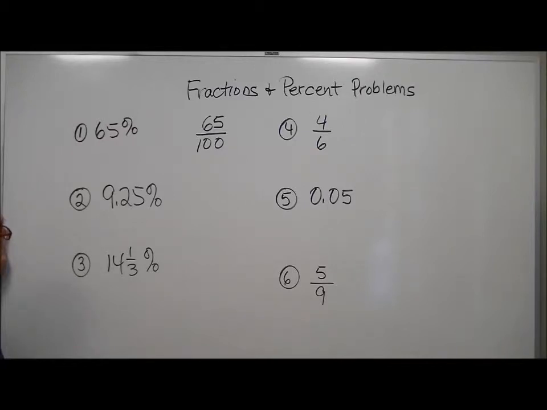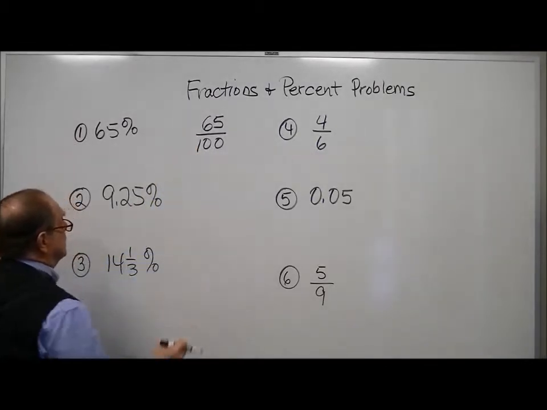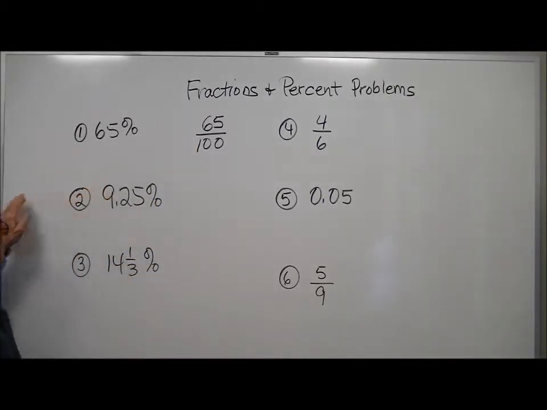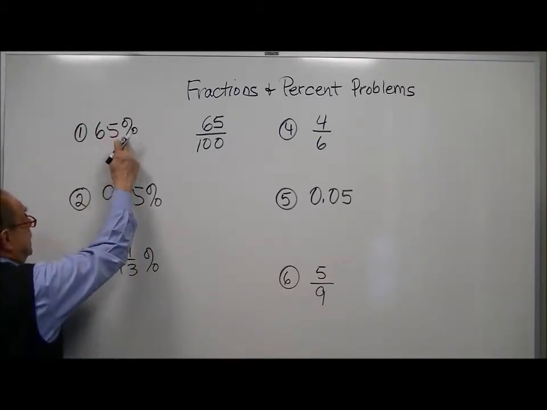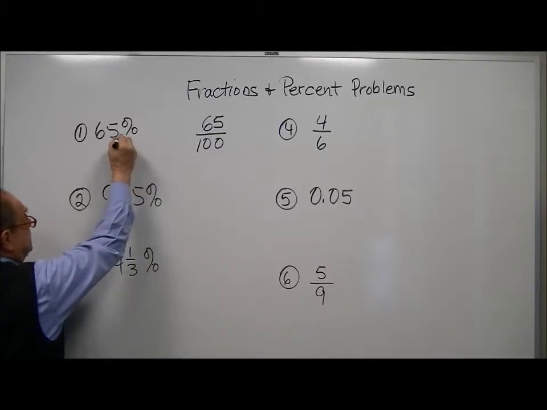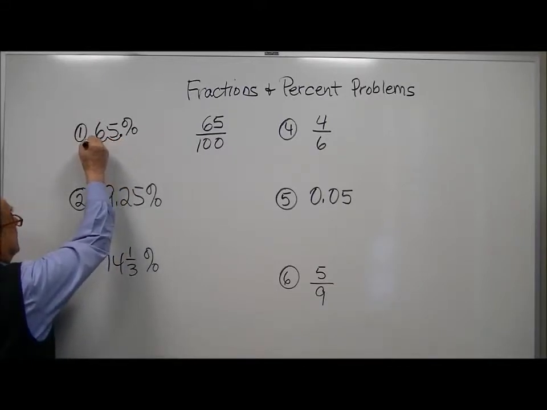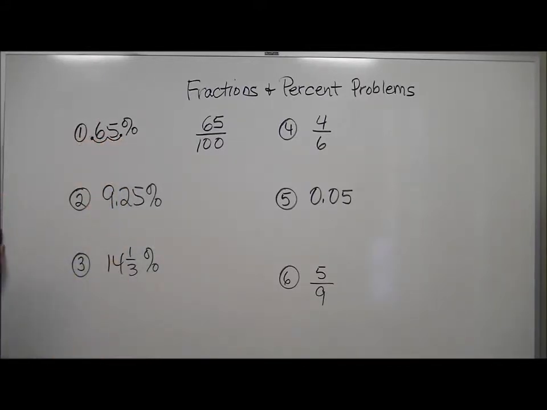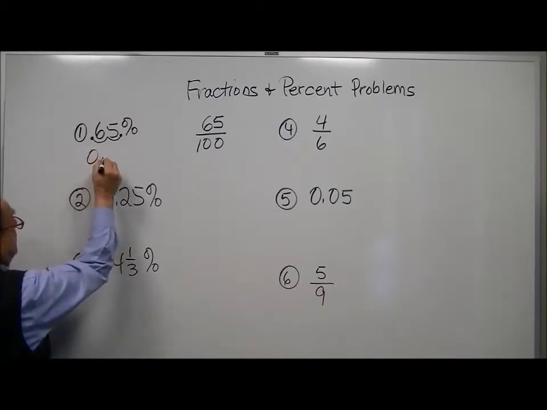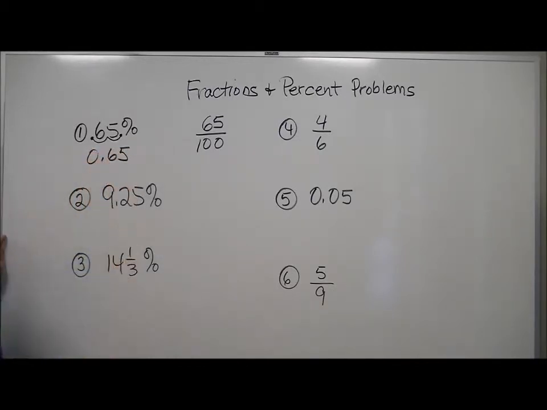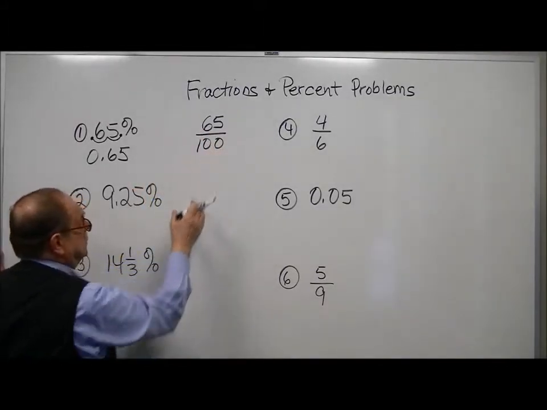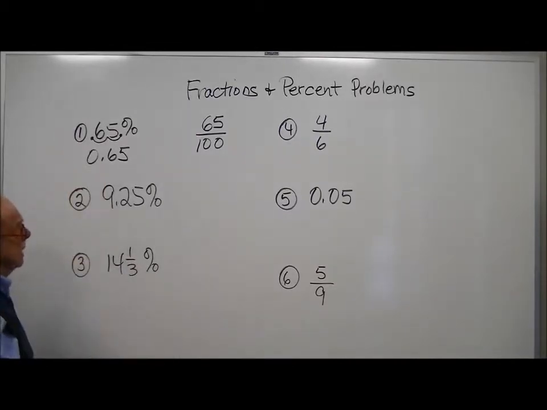And now we want to convert it to a decimal. Well, you read this as 65 hundredths. The shortcut way I often mention to students is when you take away the percent sign, your decimal is right there. You move the decimal 2 places to the left. So this now becomes 0.65. And this would be the decimal form of 65%.